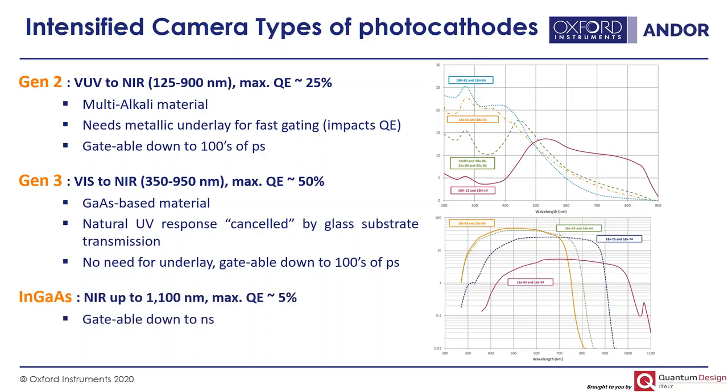And lastly, there's also InGaAs image intensifiers, which are slightly more specialized, but these allow you to really access the near infrared. These are suitable up to 1,100 nanometers, and can be gateable down to nanoseconds. Though the quantum efficiency of some of these photocathodes can be relatively low, it's worth bearing in mind that because you're going to run these through a microchannel plate and multiply up your signal, even with a low quantum efficiency, you can still get a strong signal to noise ratio depending on the gain you apply.